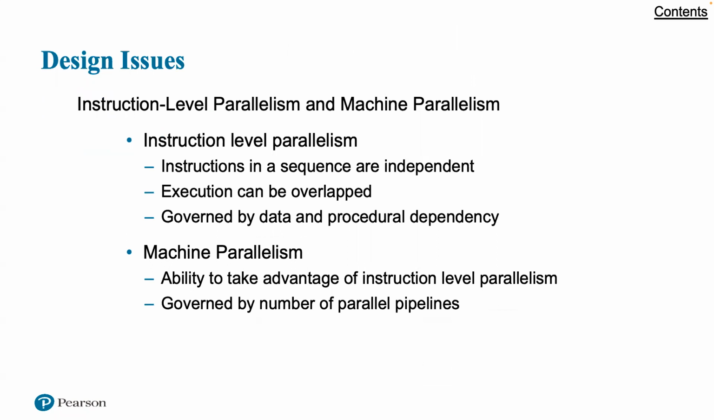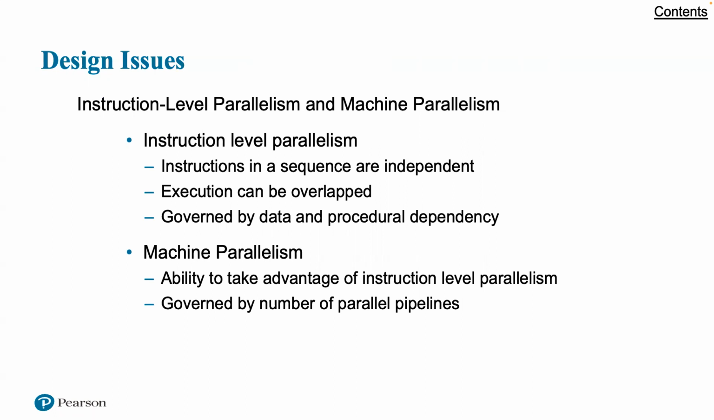Well, let's talk about design issues. So one study that the text refers to makes an important distinction between the two related concepts of instruction level parallelism and machine parallelism. Instruction level parallelism exists when instructions in a sequence are independent and thus can be executed in parallel by overlapping. The degree of instruction level parallelism is determined by the frequency of true data dependencies and procedural dependencies in the code.